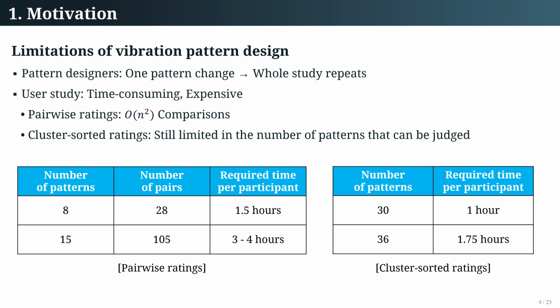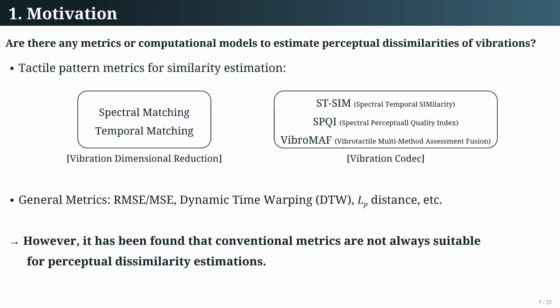However, this process has some limitations due to the nature of vibration perception. Humans' pairwise or cluster-sorted ratings are the perceptual responses to a given vibration set, which means that changing one pattern requires running a new user study. Additionally, those ratings require much effort in time and cost, so the vibration pattern design space has been only partially investigated so far. We can overcome the limitations if we have a trustworthy metric for the perceptual dissimilarities.